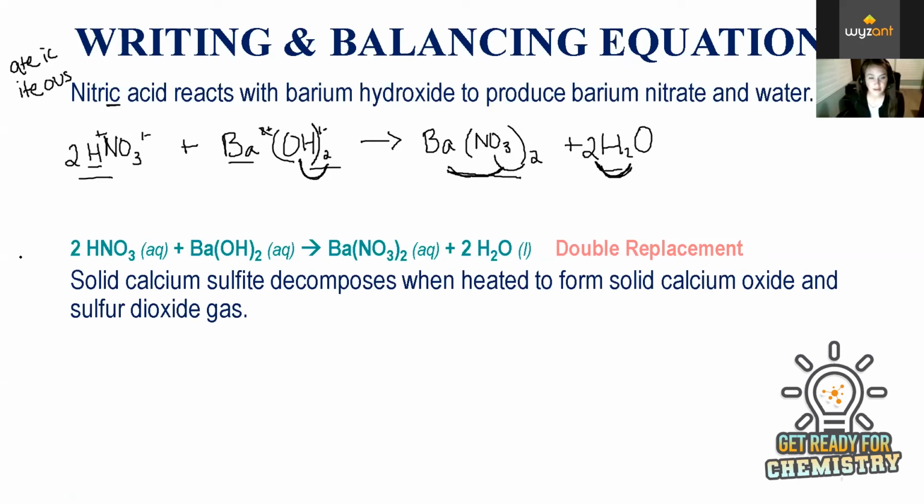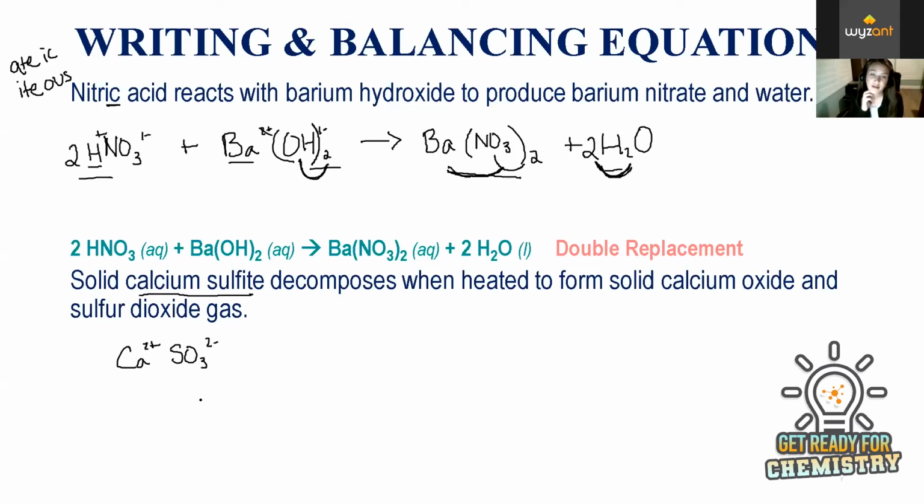Okay, solid calcium sulfite decomposes when heated to form solid calcium oxide and sulfur dioxide gas. So I'm going to remember the states this time. So calcium sulfite. So calcium is Ca, it's a 2+ charge, and then sulfite is SO3, and it is technically a 2- charge. So that works out.